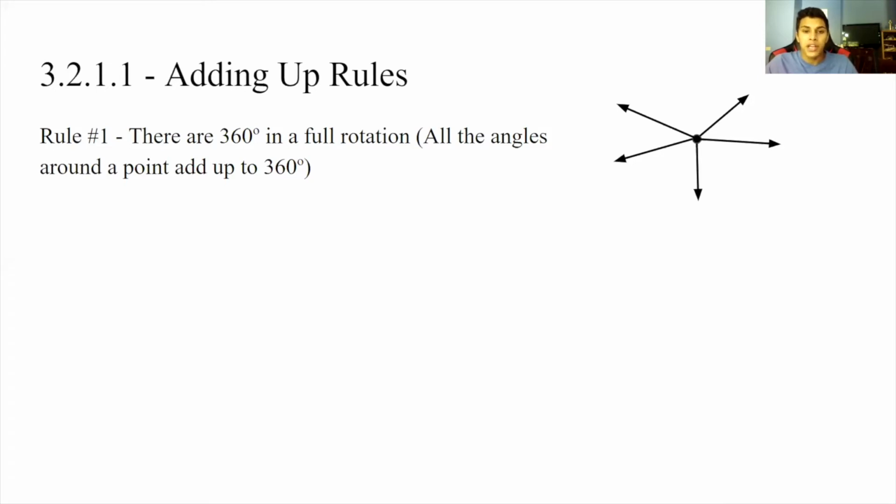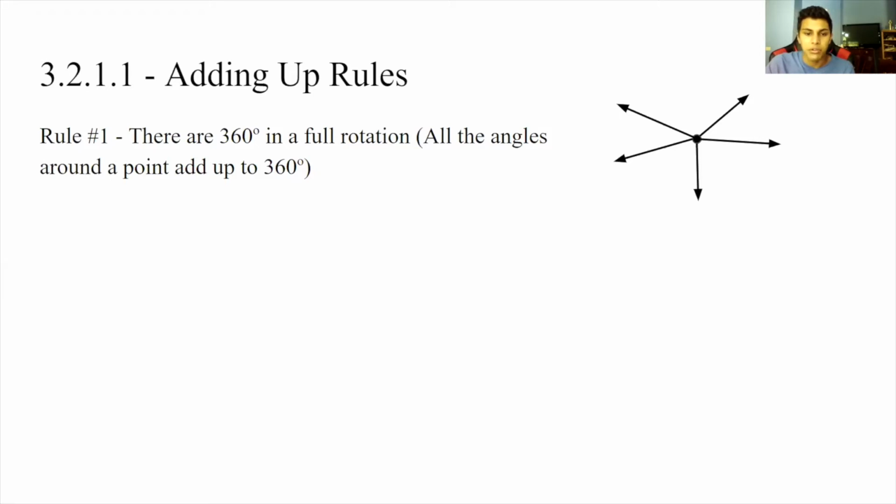If I'm going too fast for you, I would recommend watching my first 2 videos in this geometry MEET 1, where I explain everything you need to know about angles that I'm explaining here, except a little bit slower. So first, let's talk about some adding up rules with angles. The first rule is that there are 360 degrees in a full rotation, which means all the angles around a point add up to 360 degrees.